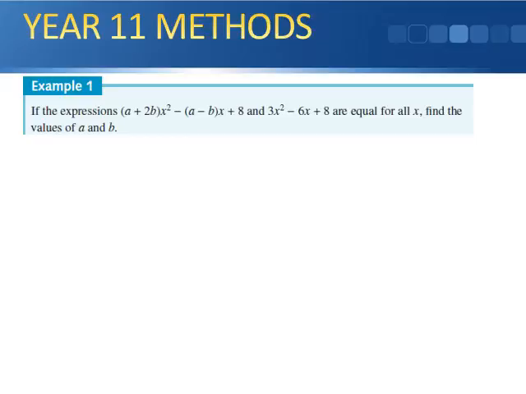Example 1. If the expression (a plus 2b)x squared minus (a minus b)x plus 8 and 3x squared minus 6x plus 8 are equal for all x, find the values of a and b. So we say (a plus 2b)x squared minus (a minus b)x plus 8 equals 3x squared minus 6x plus 8. Here we have the x squared, and here's the x squared, so we equate those, and we equate the x with the x, and of course the number here and this number here are the same. So looking at the x squared, we equate coefficients.